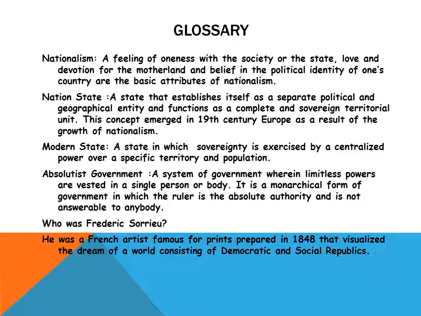Now let's see what is a nation state. A state that establishes itself as a separate political and geographical entity and functions as a complete and sovereign territorial unit. This concept emerged in the 19th century Europe as a result of the growth of nationalism. Modern state, a state in which sovereignty is exercised by a centralized power over a specific territory and population. Absolutist government, a system of government wherein limitless powers are vested in a single person or a body. It is a monarchical form of government in which the ruler is the absolutist authority and is not answerable to anybody.